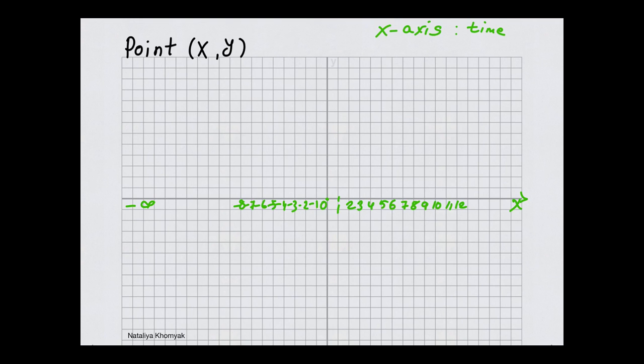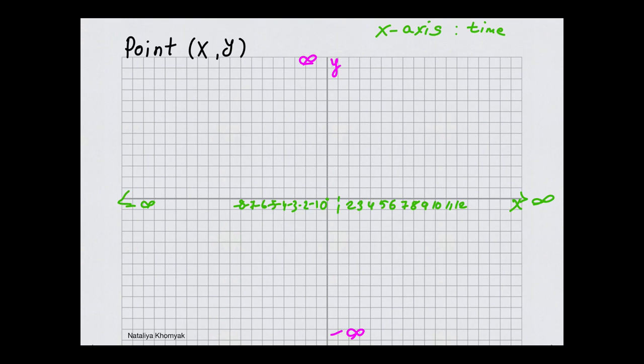By the way, graphs are usually read from left to right, so you will analyze graphs from -infinity in the direction to the positive infinity, which is on the other side. Now, the vertical line is the y-axis. It goes from -infinity to positive infinity on top.